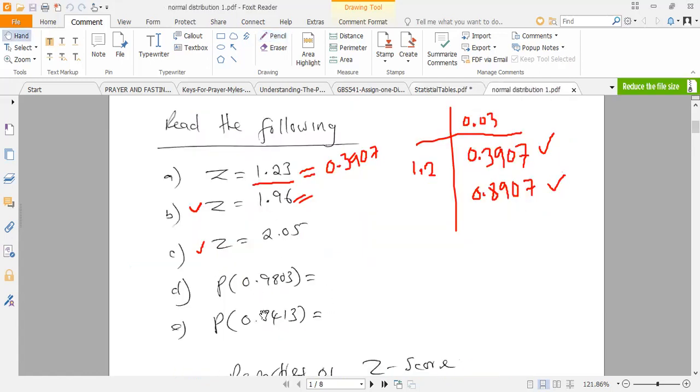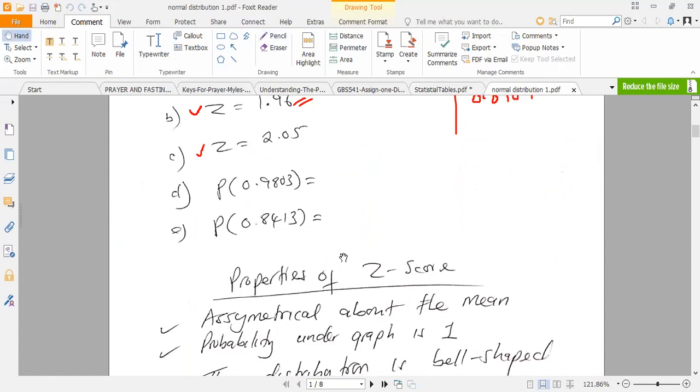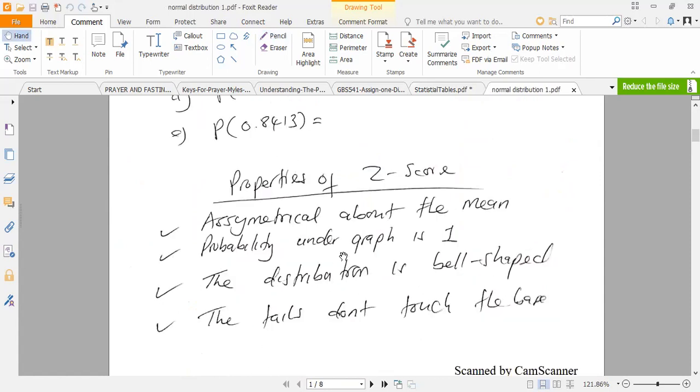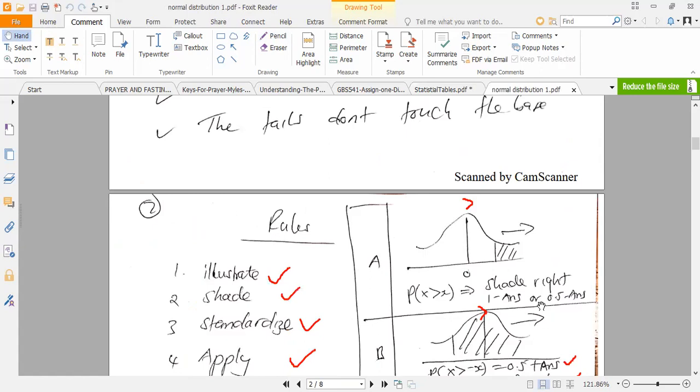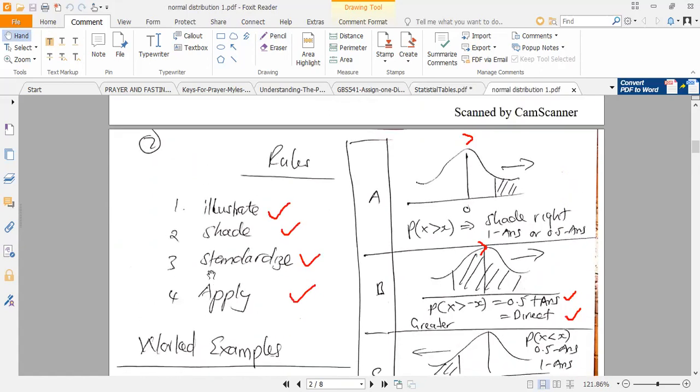So after finding this, we now need to learn how to read the Z table and to calculate the questions surrounding that. We've talked about the properties of the Z-score. They are symmetric about the mean. The area under the graph is 1. The distribution is bell-shaped, and the tails don't touch the base. It is important. So now look, there are 4 important steps when you're doing the Z. Number 1, you need to learn how to illustrate. Number 2, shade. Number 3, standardize, and then you apply.